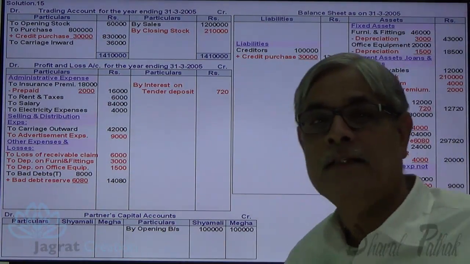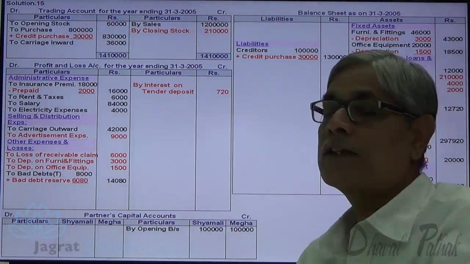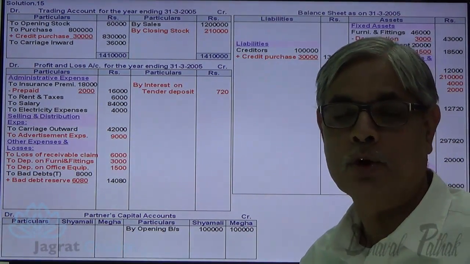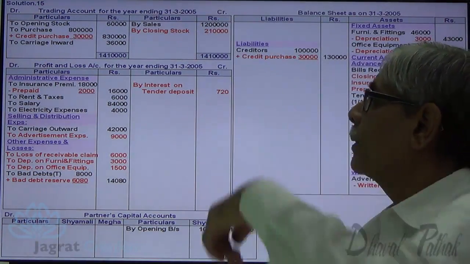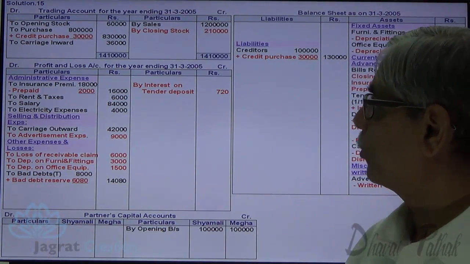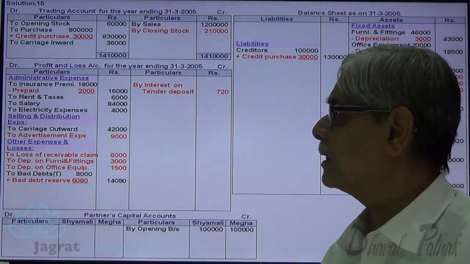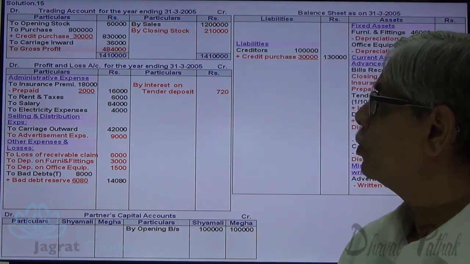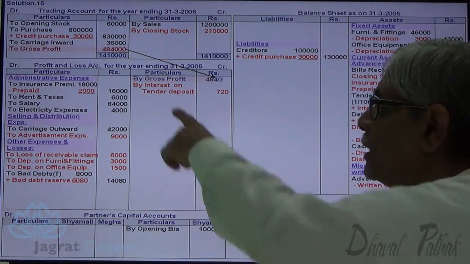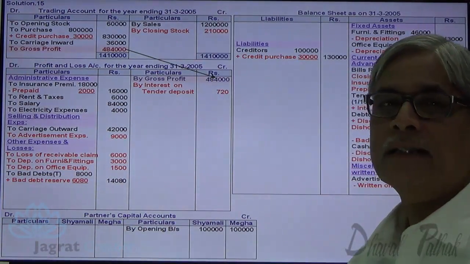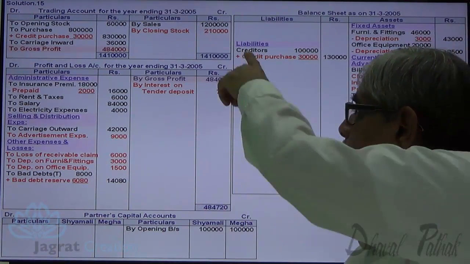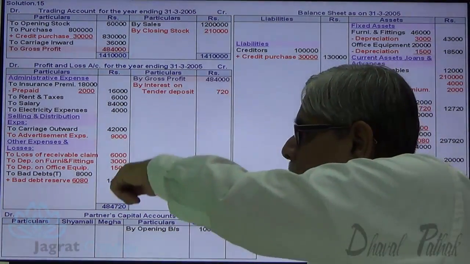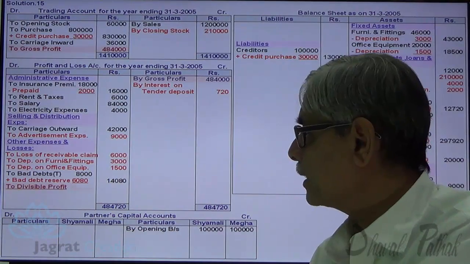So let us close this trading account to find out the gross profit. Total of credit minus total of debit, we will get the gross profit. Total of credit side is 14 lakh 10,000. From that 60,000, 8,000 and 36,000 deducted. So we get a gross profit of 4 lakh 84,000 that is transferred to the credit side of profit and loss account. Now this credit total minus debit items, we will get the net profit.